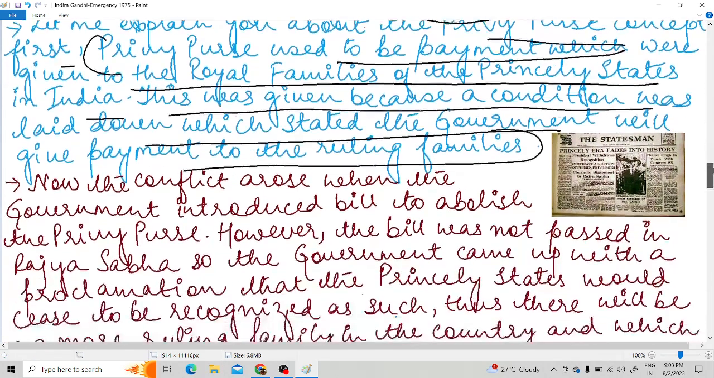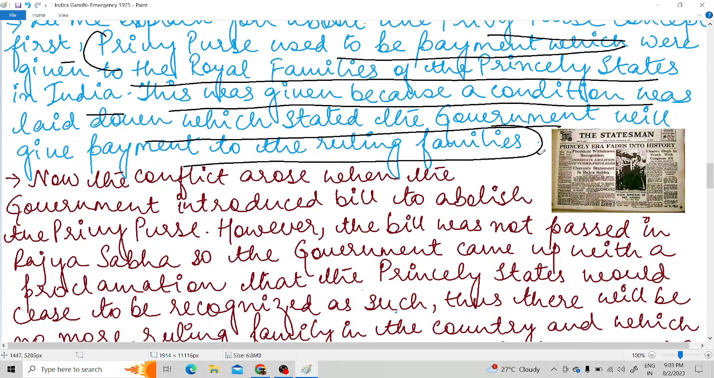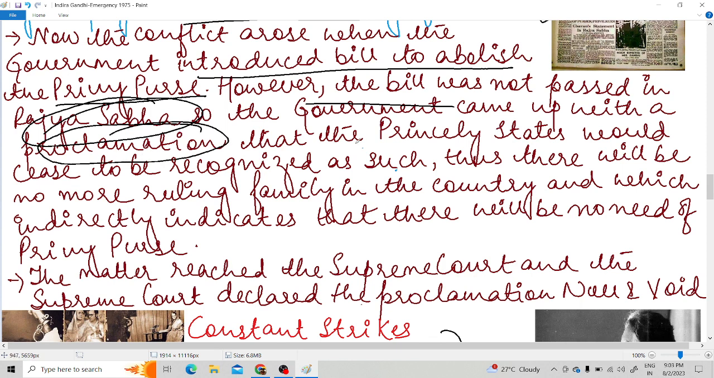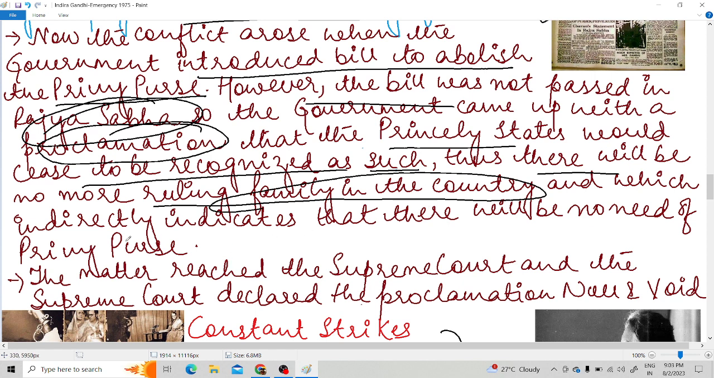The paper cutting depicts the same thing. The princely era fades into history. Now, the conflict arose when the government introduced a bill to abolish the privy purse. However, the bill was not passed in the Rajya Sabha, so the government came up with a proclamation that the princely states would cease to be recognized as such. Thus, there would be no more ruling families in the country, which indirectly indicates that there would be no need of privy purses.